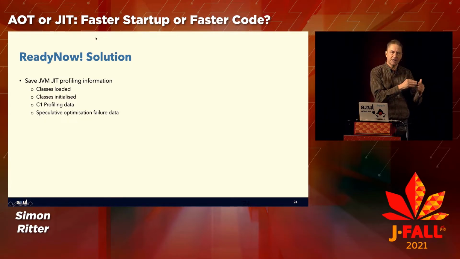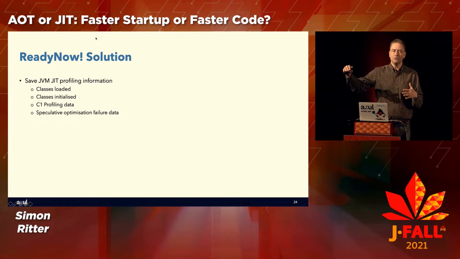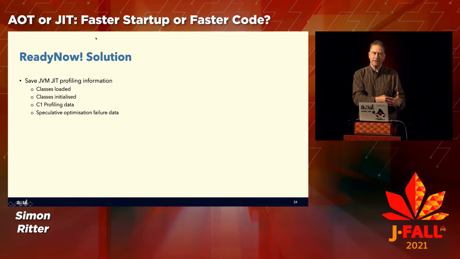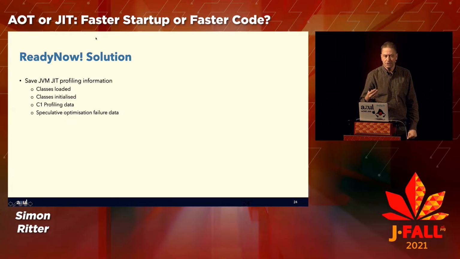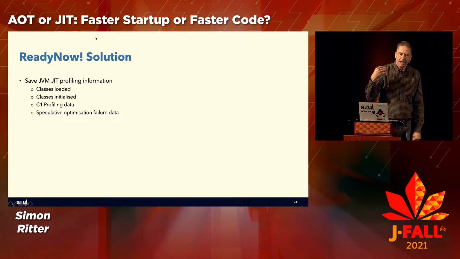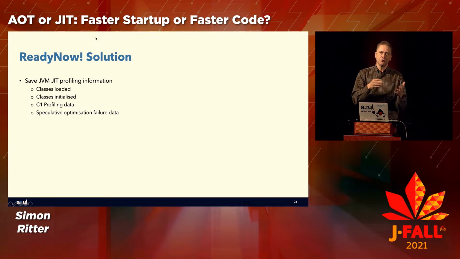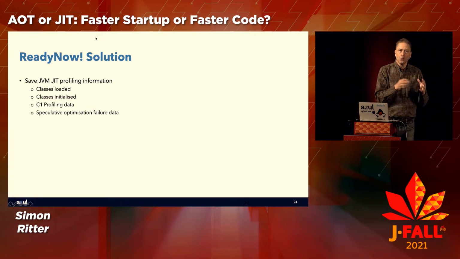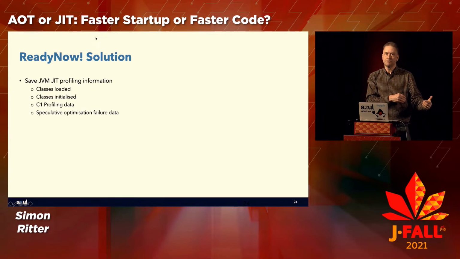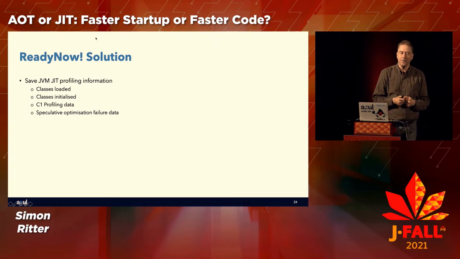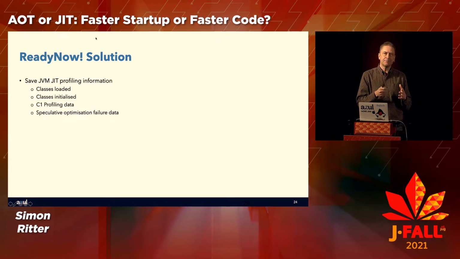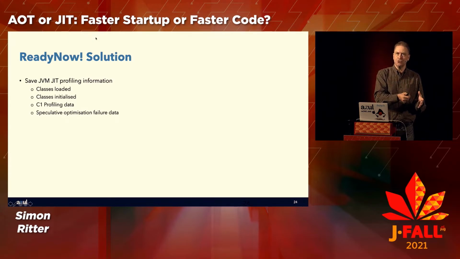So what we do is we say, run your application until you're happy with the level of performance, and then we'll take a profile. And the profile consists of 4 things. All the classes that are currently loaded, all the classes that are currently initialized, because that could actually be a subset of loaded classes. We also record all of the profiling data that was collected during the interpreted mode and also the C1 compiled code mode. And most importantly, any speculative optimizations which we used, and then we had to de-optimize and throw away the code, because clearly we don't want to make the same mistake again.